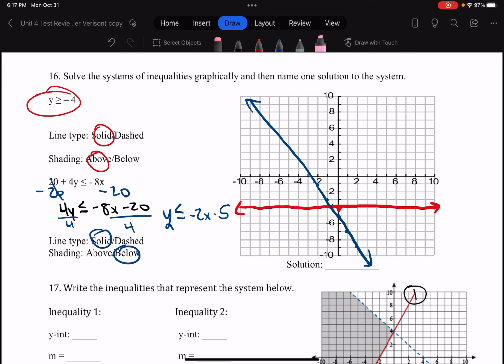Now, I know I need to be above my horizontal line. So it's this whole region above the -4. But below y is less than or equal to -2x minus 5. So this is going to be my left quadrant. That's below the blue line and above the red line. A solution will be anything that falls within this region, so I can just say a solution is like (-8, 0) in this case.